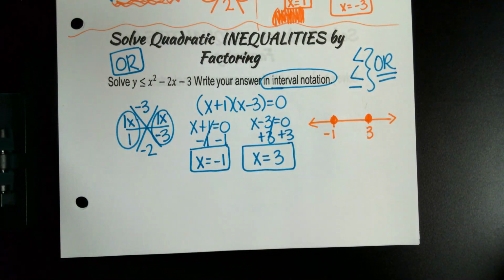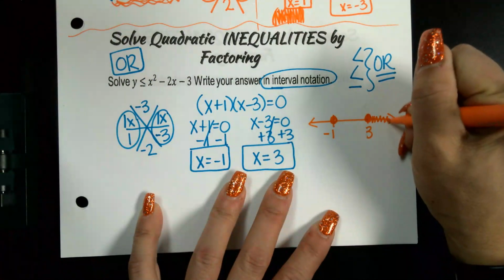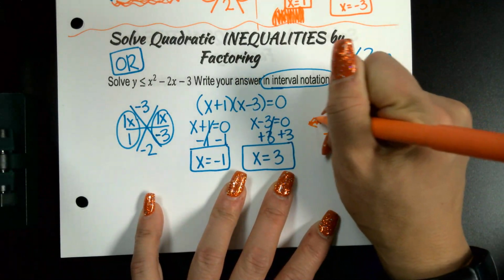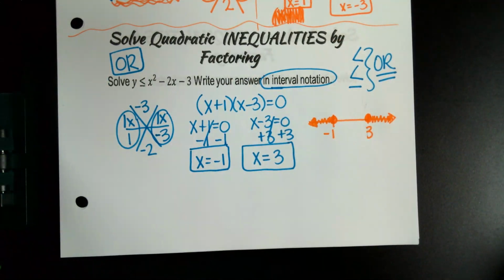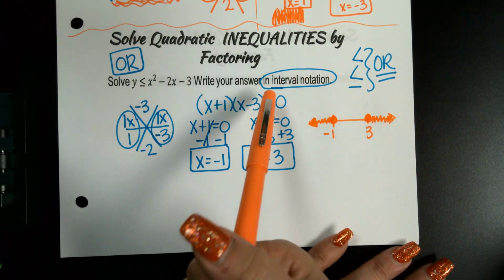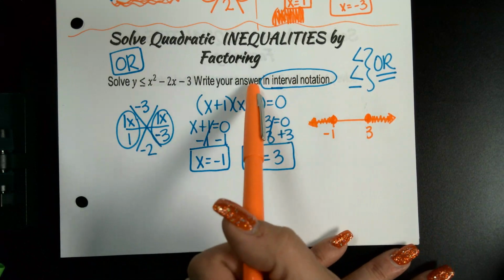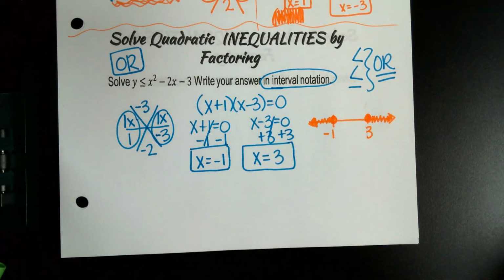How did we shade OR problems? Where'd the shading go? Out. It went outward. They went opposite directions, right? That's what it would have looked like back in pre-algebra and Algebra 1. But we're big kids now. We get to write interval notation.